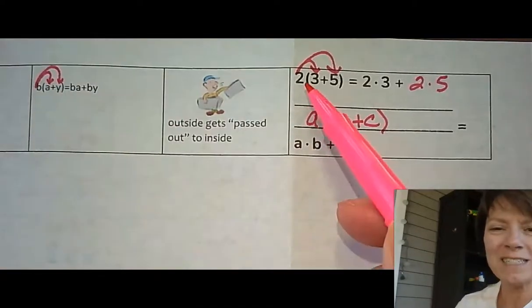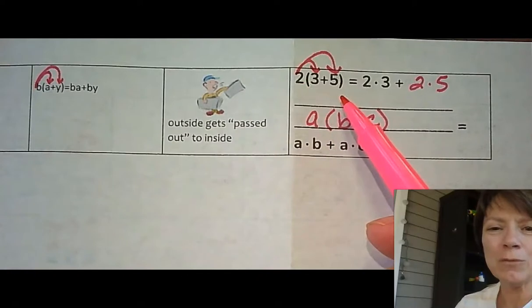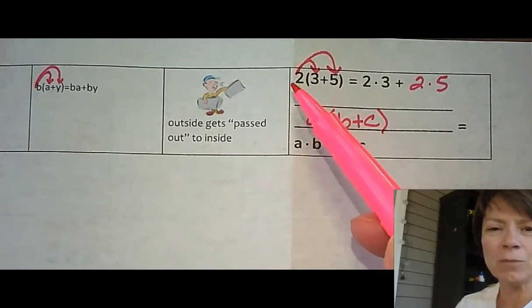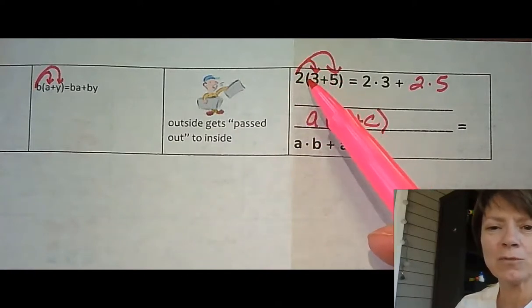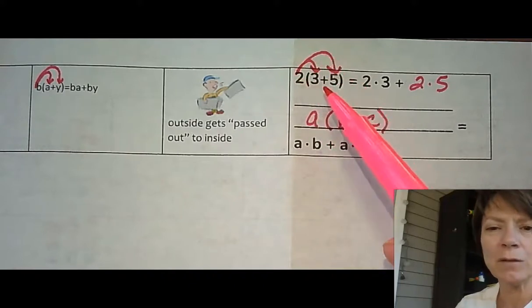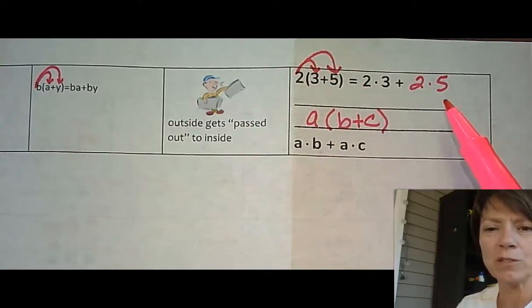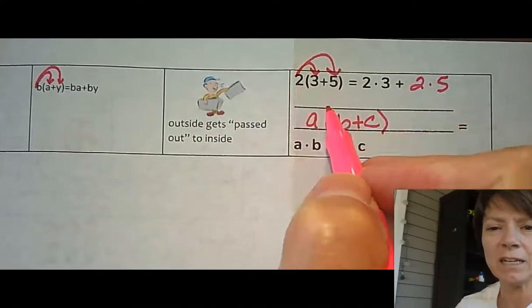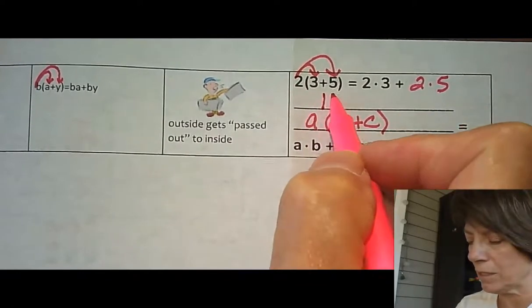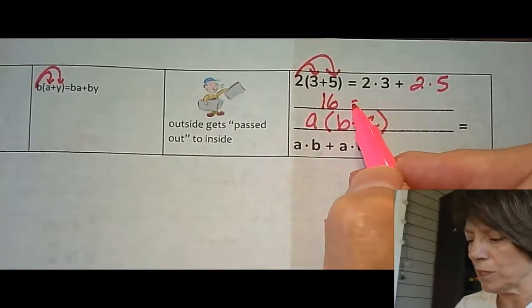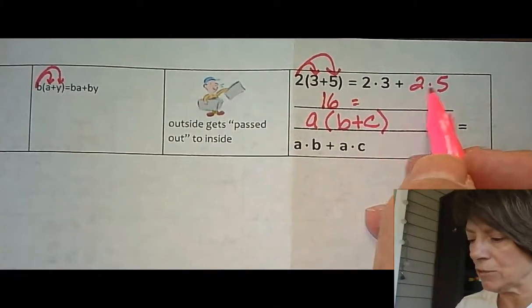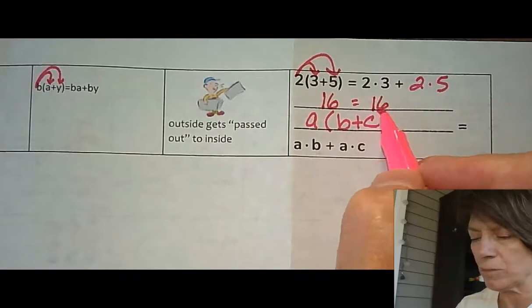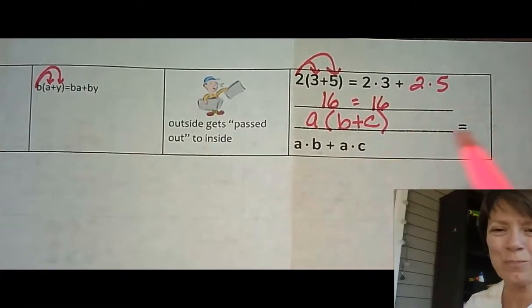Okay, so for our practice here, 2 times the quantity 3 plus 5 for the distributive property is the same as 2 times 3 plus 2 times 5. So here's my 2 times 3, here's my 2 times 5. So if I did this, 3 plus 5 is 8, and 8 times 2 is going to give me 16. 2 times 3 is 6, and 2 times 5 is 10, so that gives me 16. So you can see that both sides are equal.